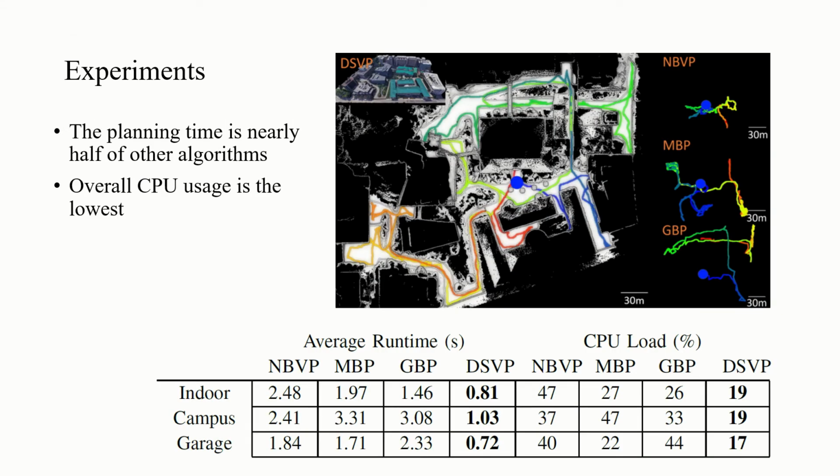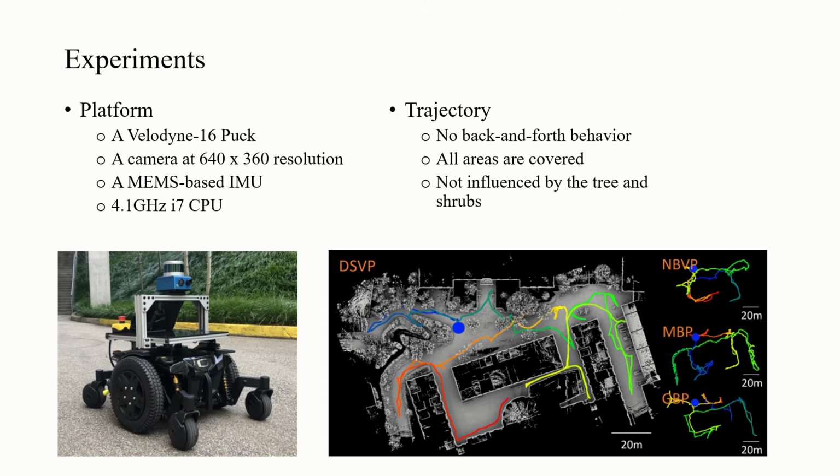In the table, we list the average planning time of all iterations of each method. Our method's planning time is nearly half of the other methods, and CPU load is the lowest in the whole round. We also conduct an experiment in a real platform at the campus of CMU. Our platform includes a well-done 16 LiDAR, a camera, and an IMU to do the localization and mapping.